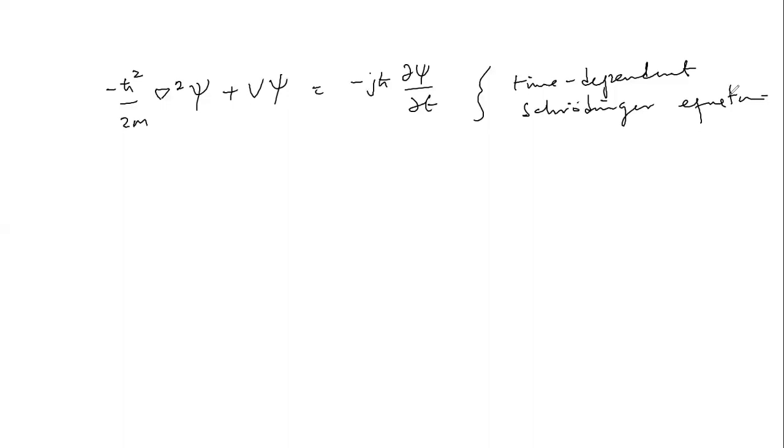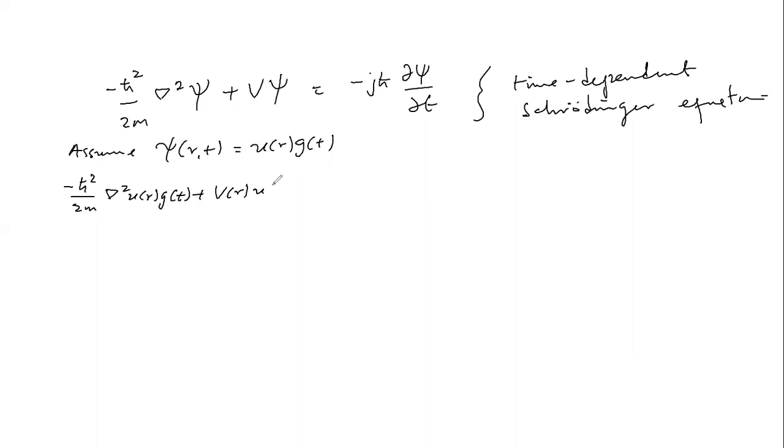And then for us to be able to derive the time-independent Schrodinger equation, let's assume that psi(r,t) is the same as u(r) g(t). Now, the time-dependent Schrodinger equation will become, should we plug this into psi, we now have negative h cross over 2m nabla squared u(r) g(t) plus v(r) u(r) g(t) will be the same as j h cross d/dt of u(r) g(t).